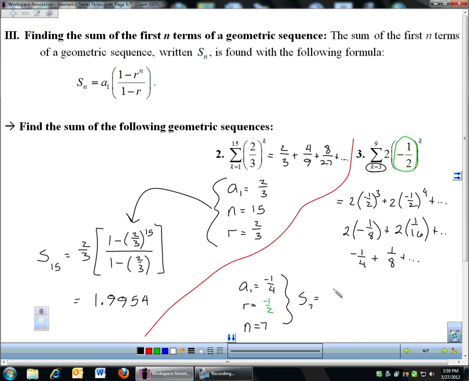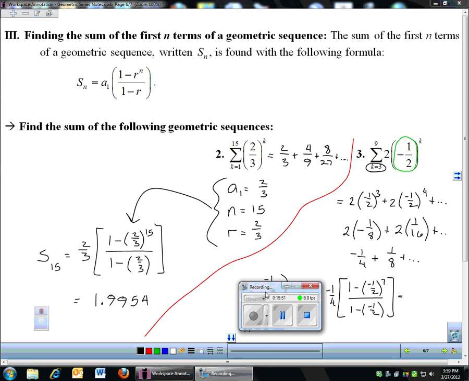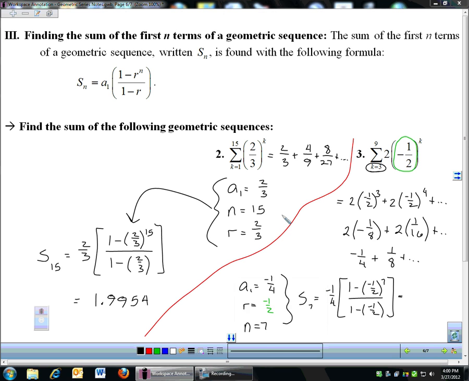It's your first term. I'm following this formula up here. My first term, which is negative 1/4, times 1 minus the ratio to the n power over 1 minus the ratio. And I'll pause this for a second and punch this in the calculator. And this one actually gave me the fraction answer. It's negative 43 over 256. So there's the sum of number 3.